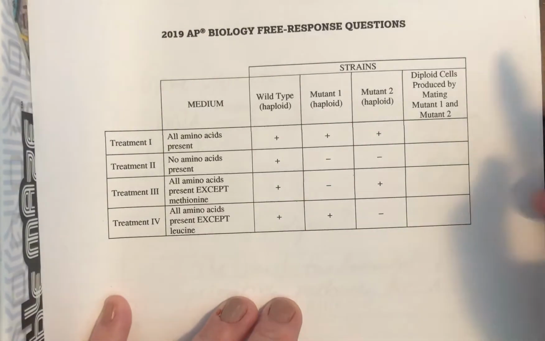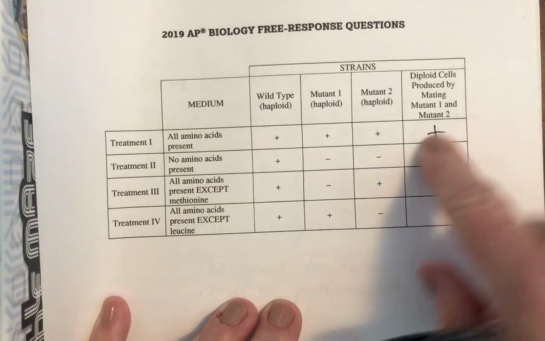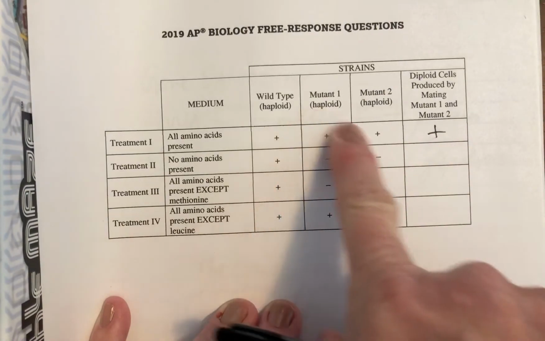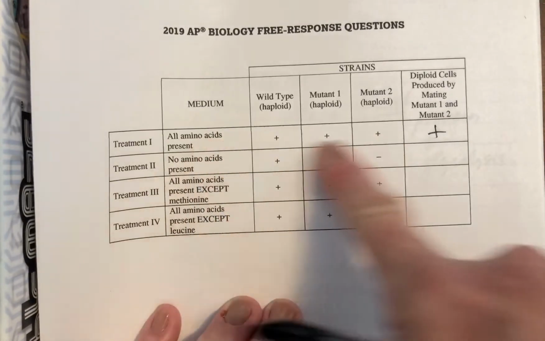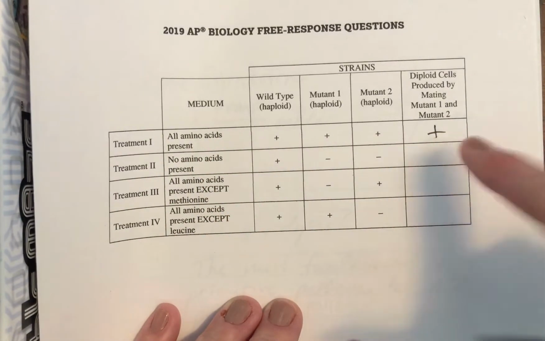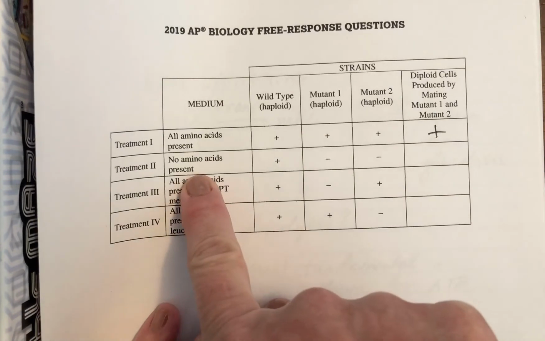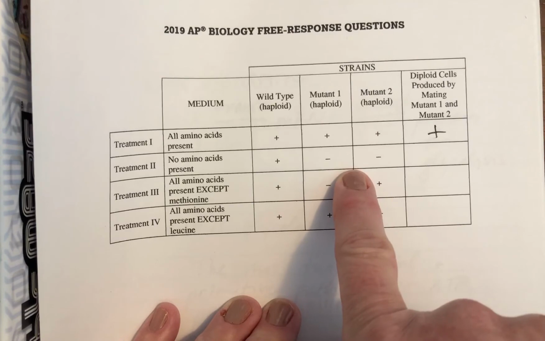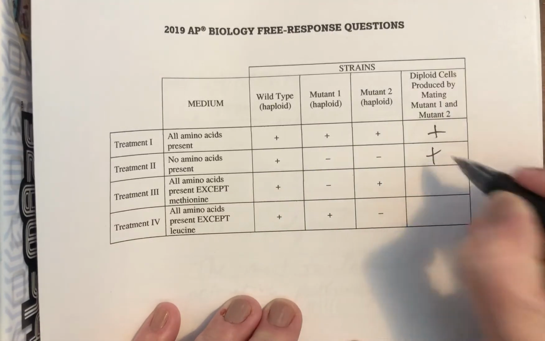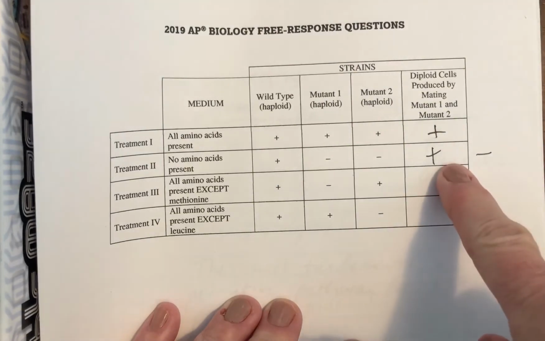So this is where we would write our answers, and I think this one's pretty easy. If we mate this haploid cell with this haploid cell, and they both were able to survive when all amino acids were present, they're going to continue to survive. This one, treatment 2, I think is strange. The College Board says that this should be a positive, and I say it should be a negative. And I'll come back and describe that later.